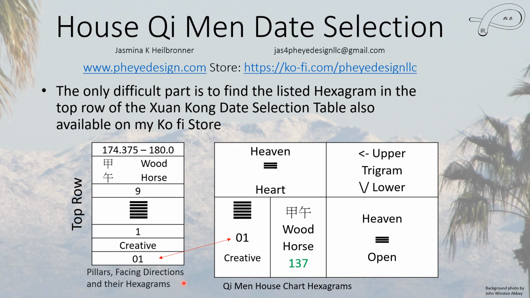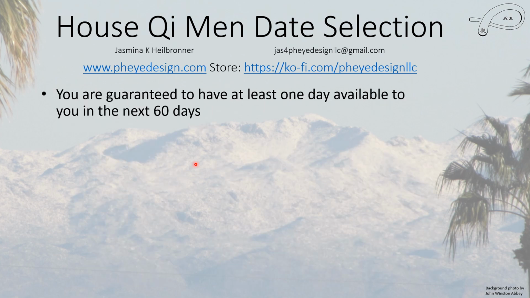So you just do this. And so this will come from the Qimen house chart hexagrams that's available on the coffee store. And this one is also available on the coffee store, and this is its title. So you are guaranteed to have at least one day available to you in the next 60 days for date selection, because there's a 60-day cycle. You're guaranteed to have at least one day.